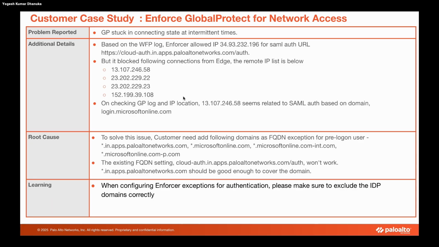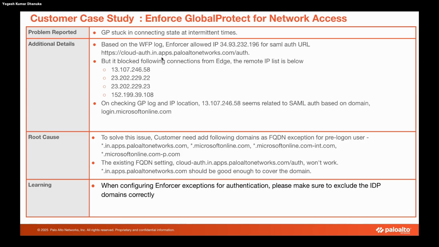Now, as an administrator, let's say you're using a cloud authentication service for the SAML authentication for GP. So as expected, you would allow the CIE or the cloud authentication service URL. But as we know, the cloud authentication service is in itself not an IDP. So the end customer would be using, say, either Azure or Okta as an IDP.